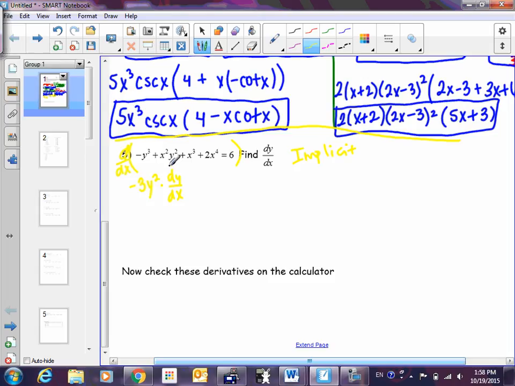Product rule. This was on your test. Something similar to this, we'll just say. So derivative of the first thing is 2x times the second thing, plus the first thing times the derivative of the second thing. The more you do this, the better you're going to get at it. You've got to use product rule though. Here, there's no way out of that.